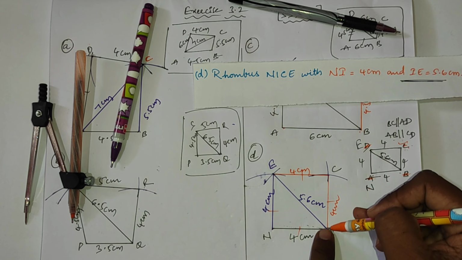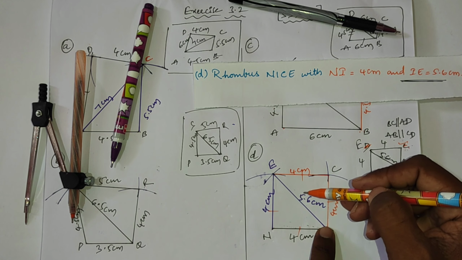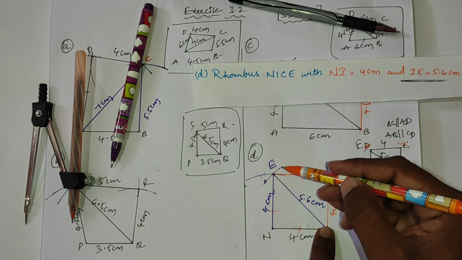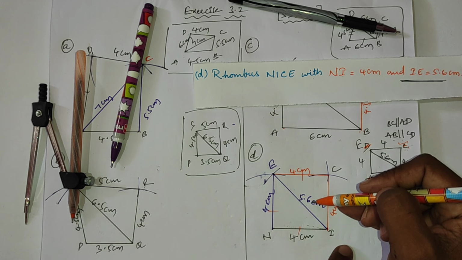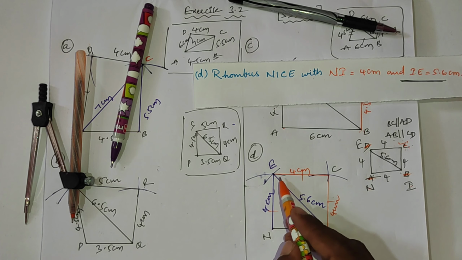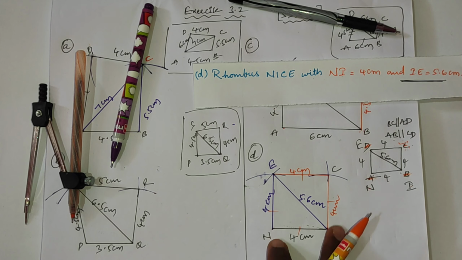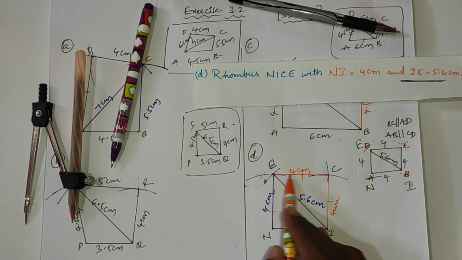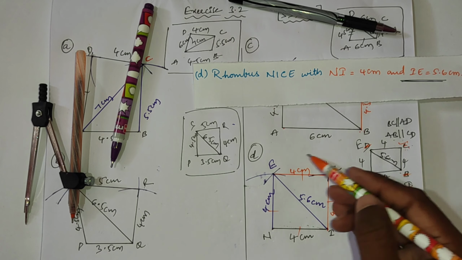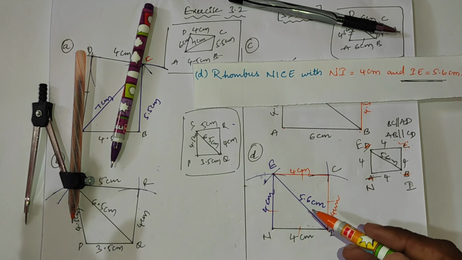So taking I as a center, taking 5.6 centimeters radius, we cut here E. So we got the diagonal as 5.6 centimeters. Then taking E as center, taking 4 centimeters radius, cutting C, we got the C. Then joining E to C and I to C, we got the required quadrilateral NICE.